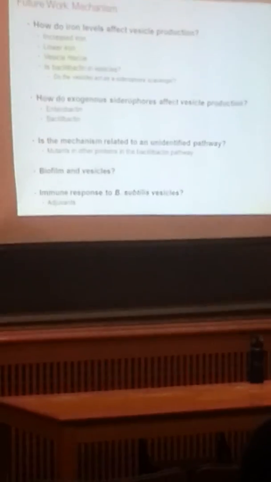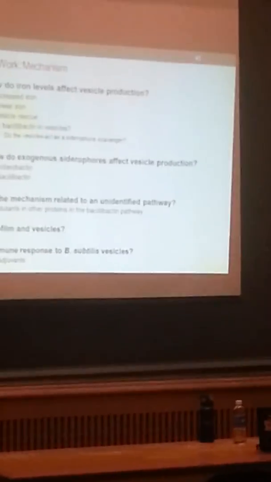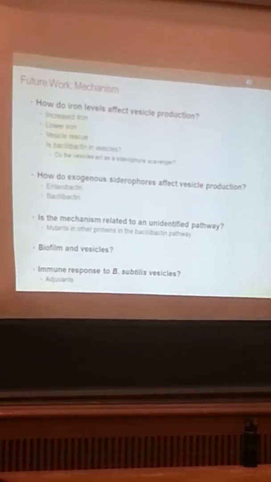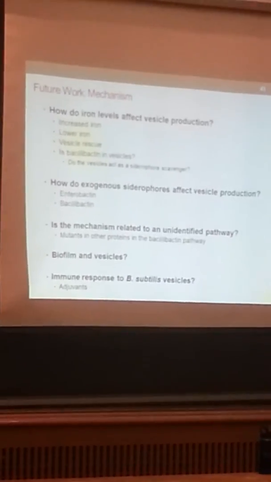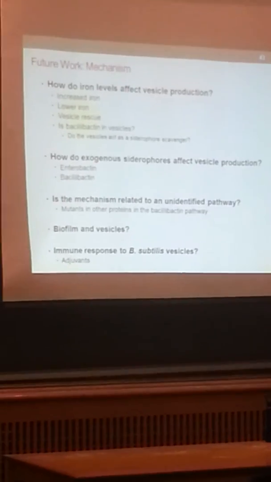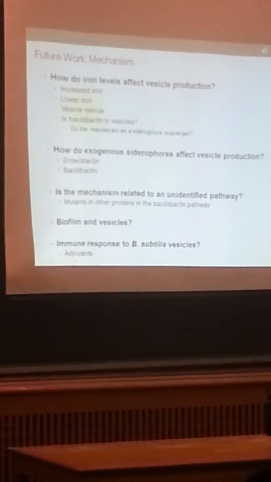So just some future work that I would want to do is figure out what this iron, what this bacillibactin has to do with vesicles. How is it coming into play? What's the mechanism? Some experiments I can do is look at vesicle production under different iron conditions, lower iron, higher iron, of the various strains that have the ability to make a siderophore or don't.